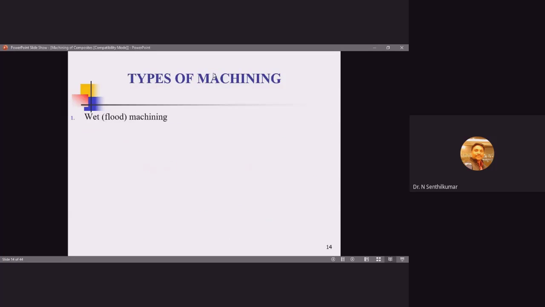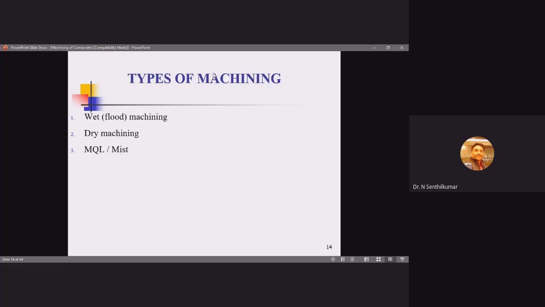Types of machining. Normally what we will be doing is wet machining, then dry machining. Wet machining is also flood machining, where we supply coolants. In dry machining, we will not supply coolants. Then why do we have to go with dry machining? Dry machining is an alternative to the grinding process, the surface grinding process.